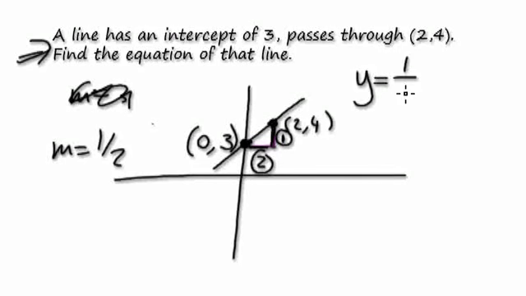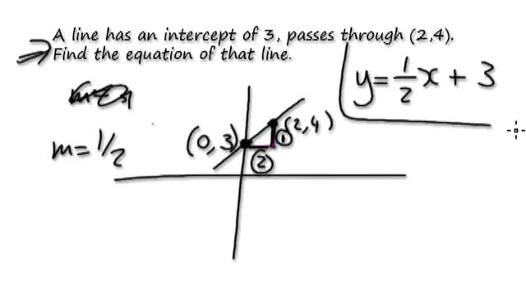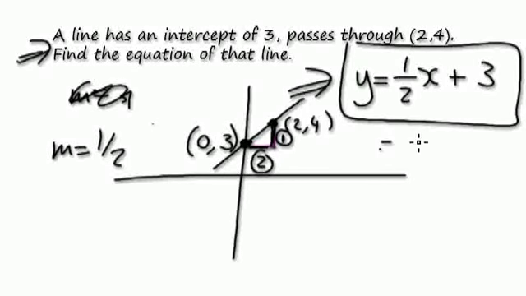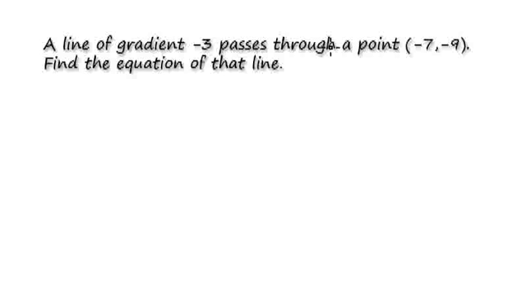So the equation is y equals 1 over 2 x plus, well, we know c is 3. So this could be our final answer here. Yeah, it could be your final answer. You could rearrange it, but this is acceptable. Okay, so anyway, next question here.